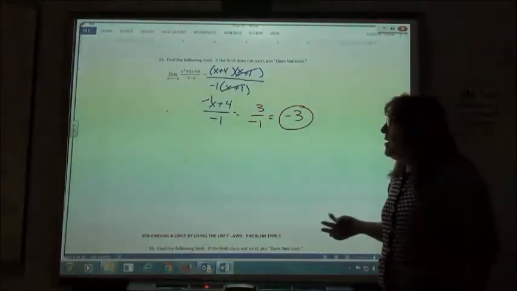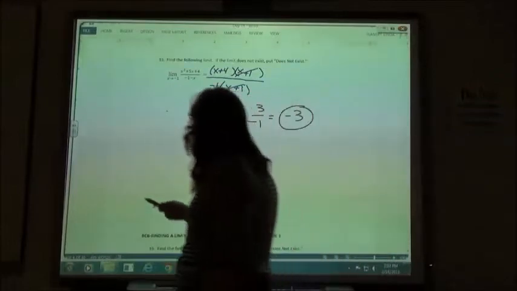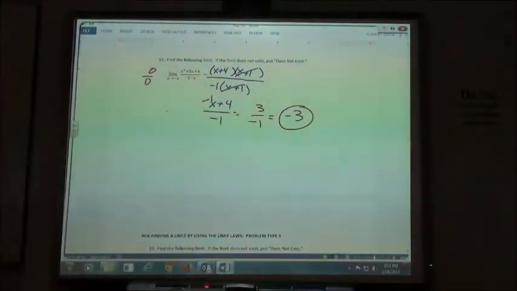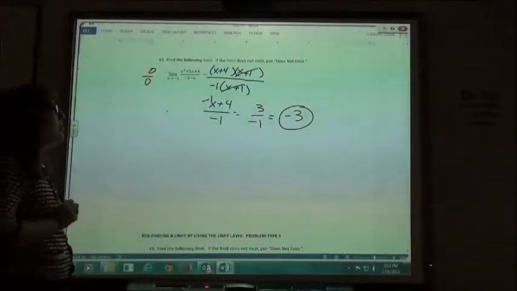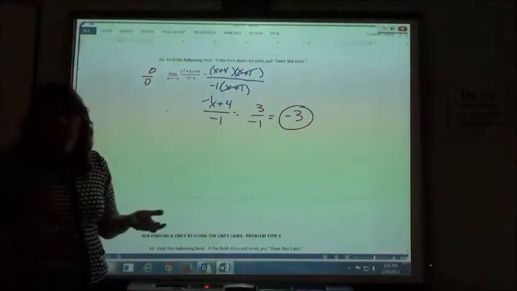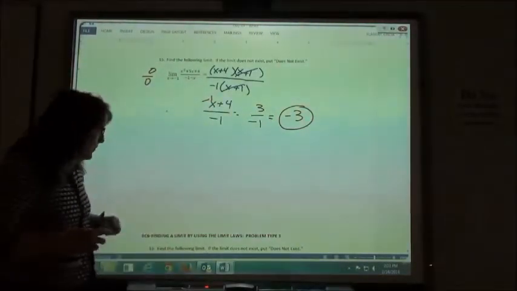So in the event that you try to evaluate directly and you end up with 0 over 0, you have to rewrite it in simplest form. And if you have a quadratic expression, it means you're probably going to factor it out and then reduce out your common factor.